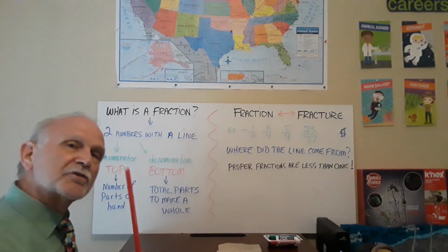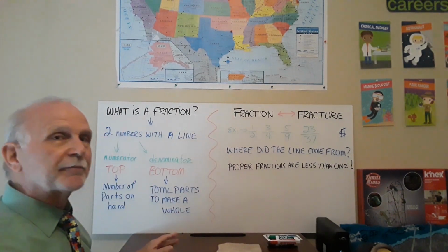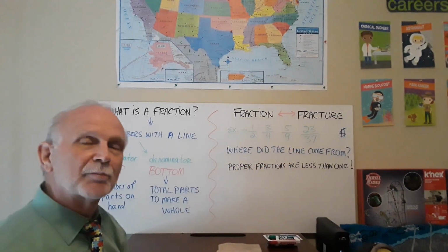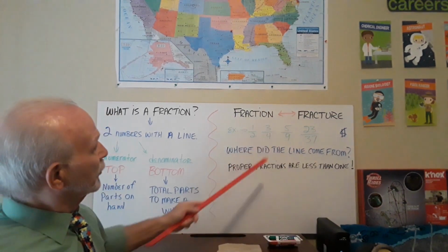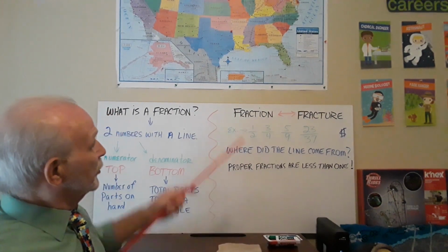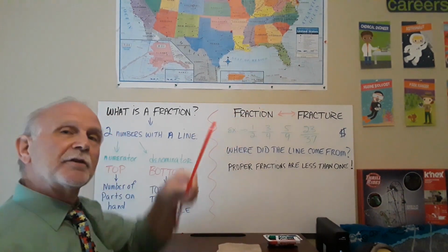A fraction is simply two numbers in a line. That's all it is. You look over here at these examples of fractions. It's two numbers in a line. And in order for it to be a proper fraction, which is what we're teaching now, the number on top has to be smaller than the number on the bottom.